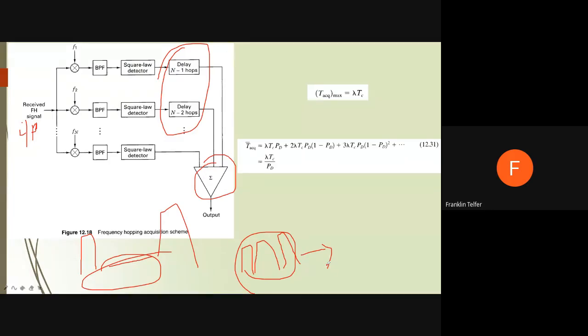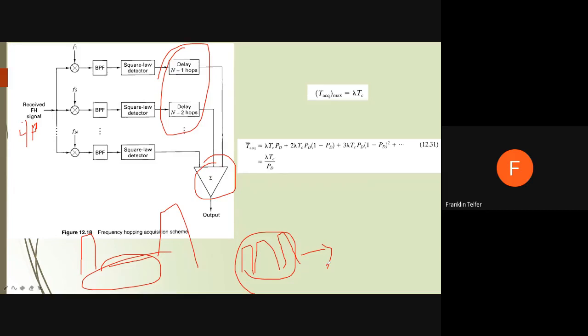So it's nothing but: if an incorrect output is chosen, additional lambda chips are again examined to make the determination of the correct output. If incorrect data is chosen at the decision level, it must make sure that further lambda chips are added and averaged out to find the proper position. So T acquisition is lambda Tc divided by PD, the probability of detection.